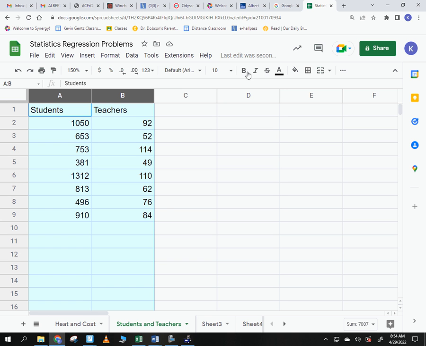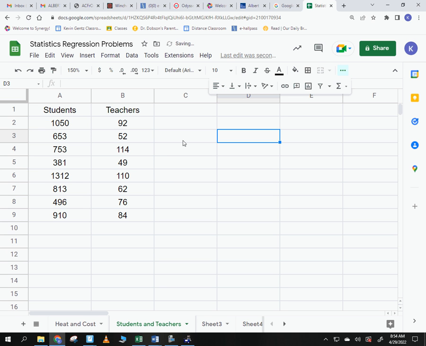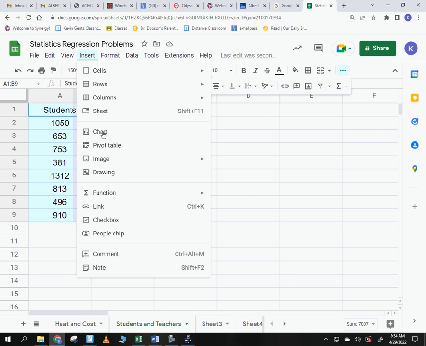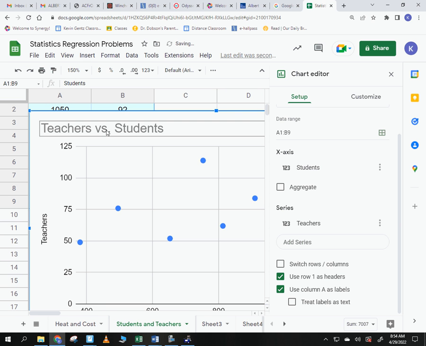As the number of students increase, what would you expect to happen to the number of teachers? We would expect that. So if we don't see that on our chart, we might have some questions to consider. But it sure would seem like that is the situation. Okay? So here we go. I'm going to grab this data, and I'm going to insert a chart. It automatically picks the scatter chart, which is really nice.